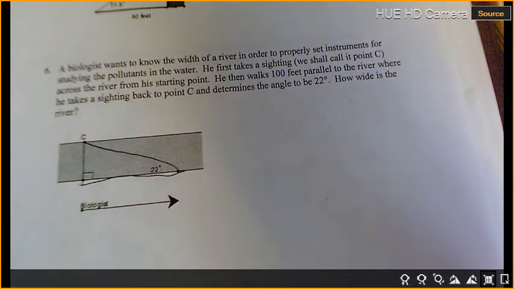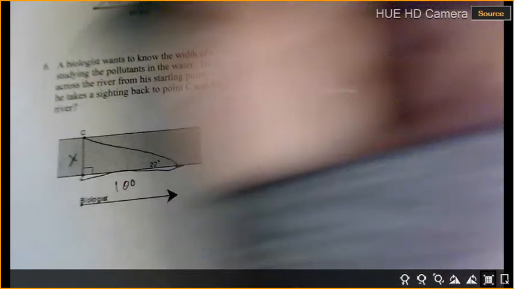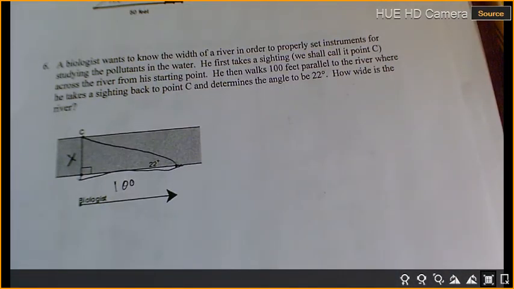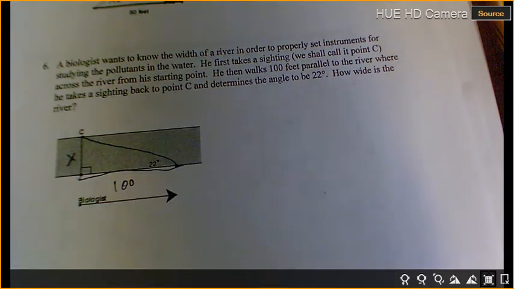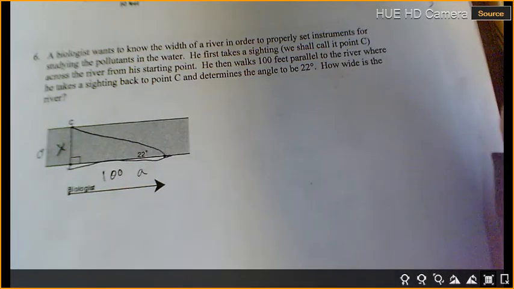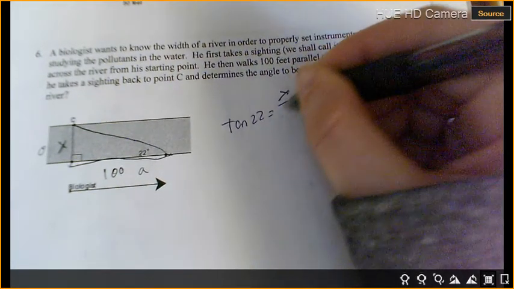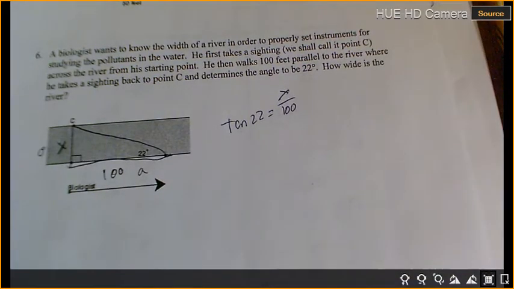So I'm looking at this right here. He walked 100 feet away. We want to know this right here because that's the width of the river. So what do we label X? X is what to 22? Opposite, adjacent, or hypotenuse? And what is 100? So which trig function do I use? So tan of 22 equals opposite X over adjacent 100. And I'm just going to leave it there. You guys can solve it.